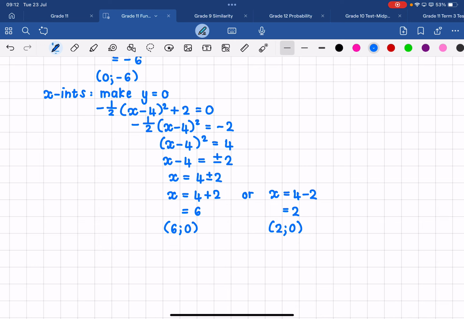Ross, what was your question? Ma'am, when you use the formula negative b over 2a, you only get 1 answer. Yes, because that's for the turning point. So you should only get 1.